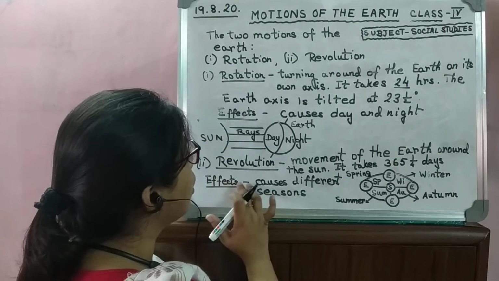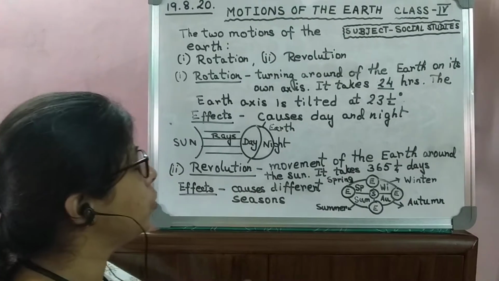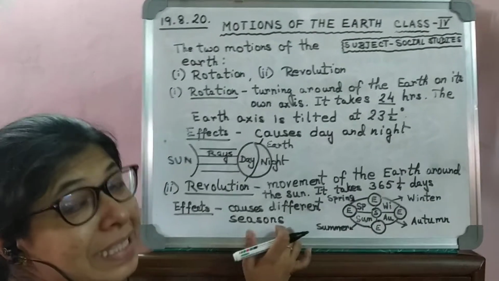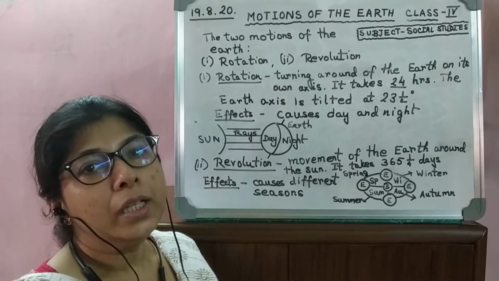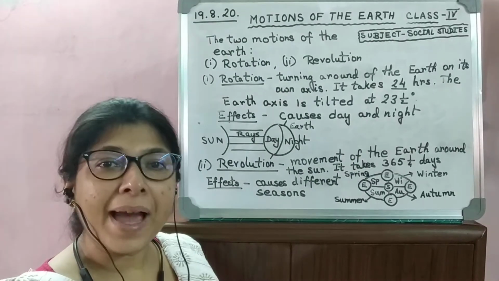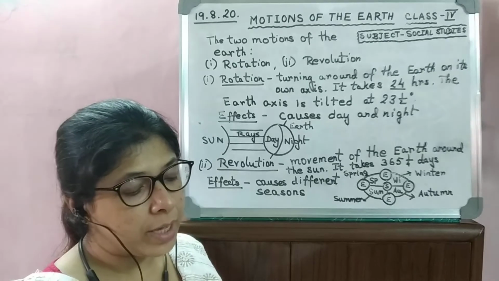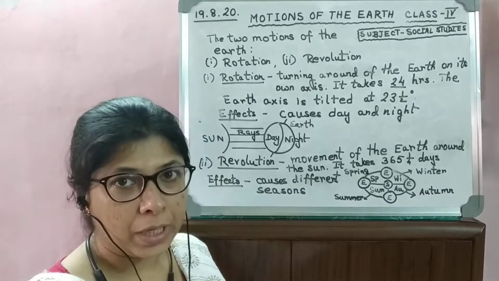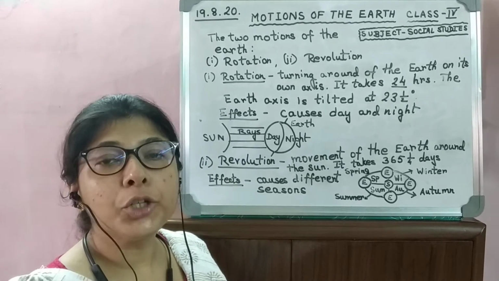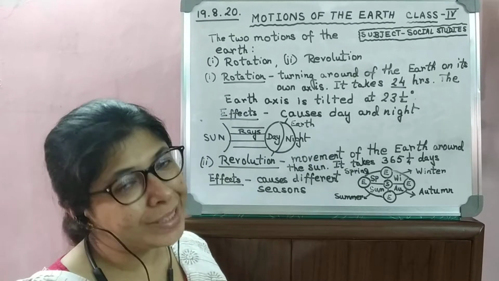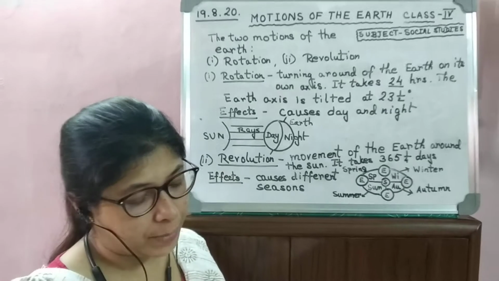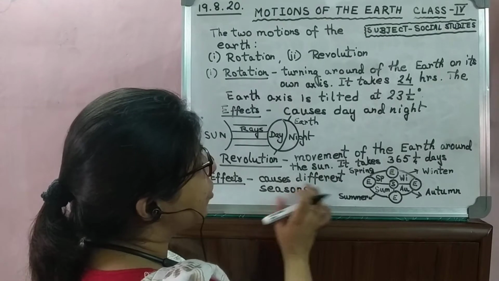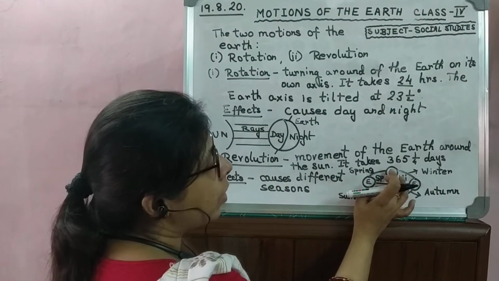Now we will talk about the effects of revolution. The effect of revolution is that it causes different seasons. Now, the equator is an imaginary line. It is an imaginary horizontal line at 0 degree latitude. It cuts the earth into two equal halves, the northern hemisphere and the southern hemisphere. How it causes different seasons, we will know in this diagram.